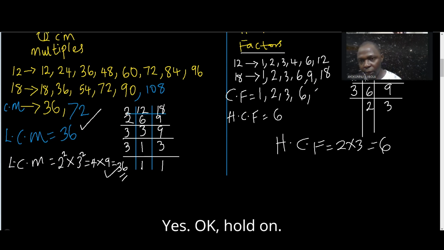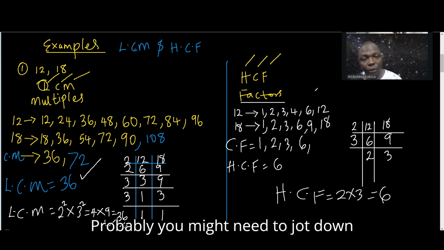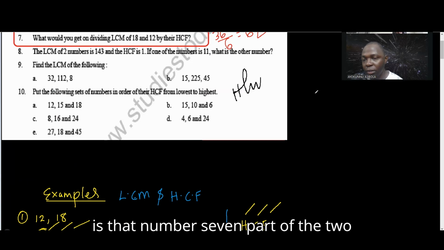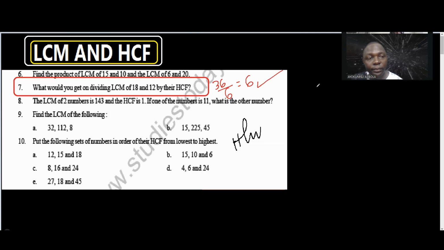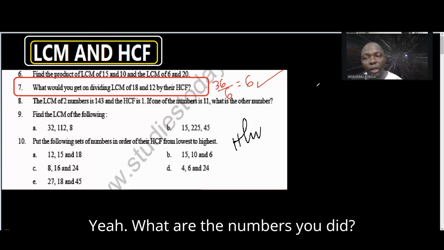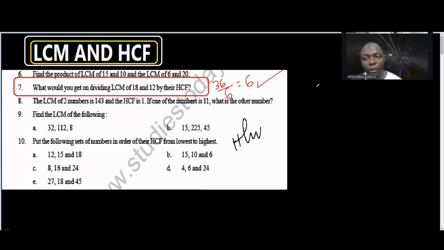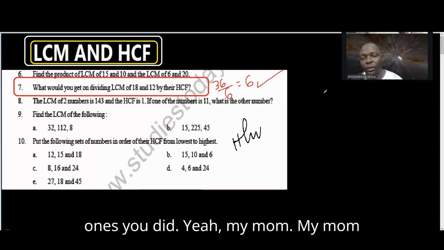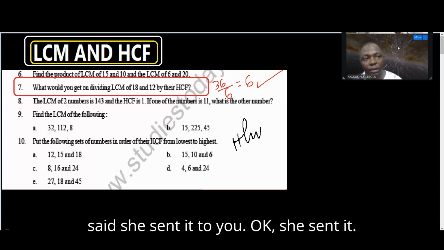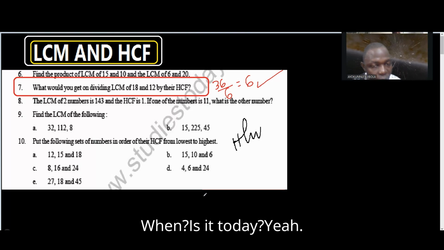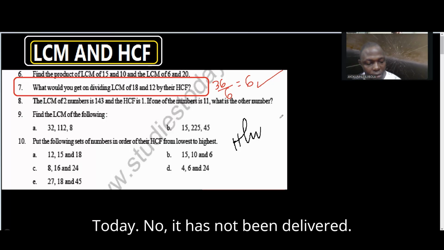Yes. Okay, hold on. Probably you might need to jot down anything on this page. I don't know which method you have used for your work, but is that number 7 part of the 2 questions you did? What are the numbers you did? I think I did 7 and 6. Wait, quickly send me the ones you did. My mom said she sent it to you. Okay, she sent it. When? Is it today? Yeah, today. No, it has not been delivered.